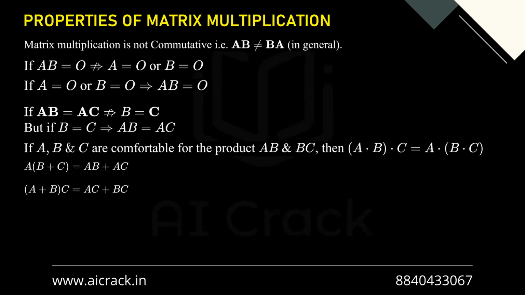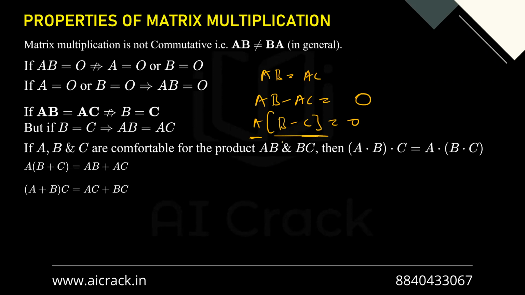Okay. Now the third property is, if AB equals AC, that again does not necessarily mean that B equals C. Let's see why. If AB equals AC, I can take AC over here and this becomes a null matrix, right? With the help of the distributive property, I can write this as A times B minus C equals a null matrix. Now we saw that if the product of two matrices is O, that is a null matrix, we cannot say for sure that this is zero or this is zero. So B minus C is, let's say, a D matrix. So A dot D equals a null matrix. D might be zero, might not be zero. So we cannot say for sure that D is zero.